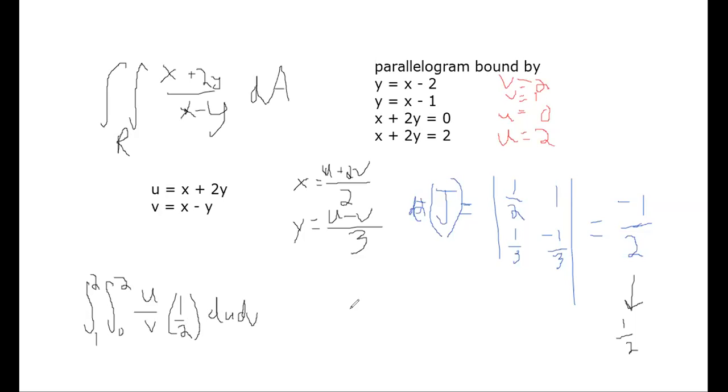So what we end up getting is the integral from 1 to 2 of u squared over 4v, evaluated from 0 to 2, which is just going to end up being 1 over v.